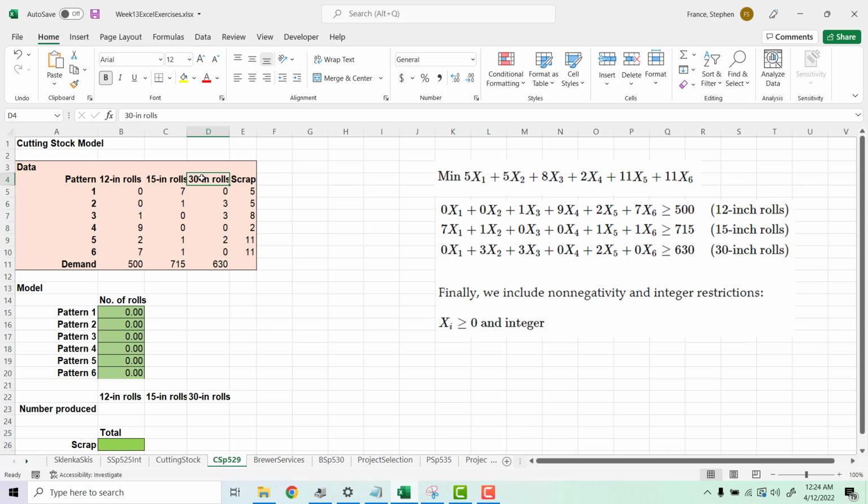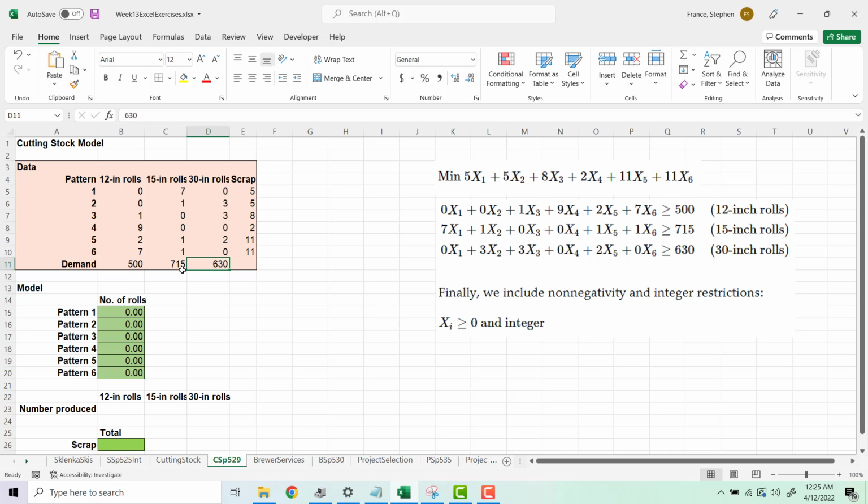And you can't fit them completely, so in each pattern there is a degree of scrap. Pattern 4 here has the lowest scrap, I guess mostly because it's producing very small rolls that fit together. And some of these, patterns 5 and 6, create a lot more scrap.